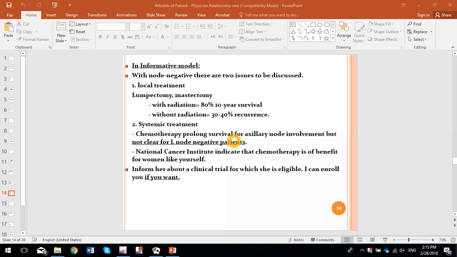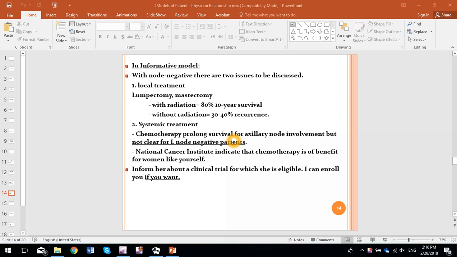If we add radiation to lumpectomy or mastectomy, 10 years survival is 80%. You know the effectiveness of the therapy in cancer. We measure it by the years of survival, like 80% of patients who took lumpectomy or mastectomy plus radiation, 80% of them will survive till 10 years. Without radiation, the recurrence rate is about 30 to 40%. So it's giving the negatives and positives of radiation here.